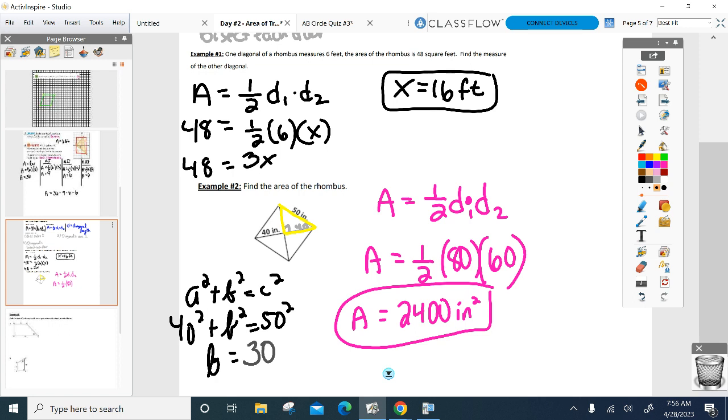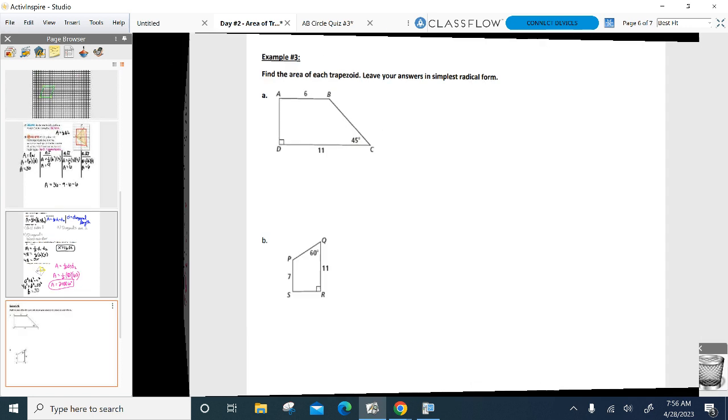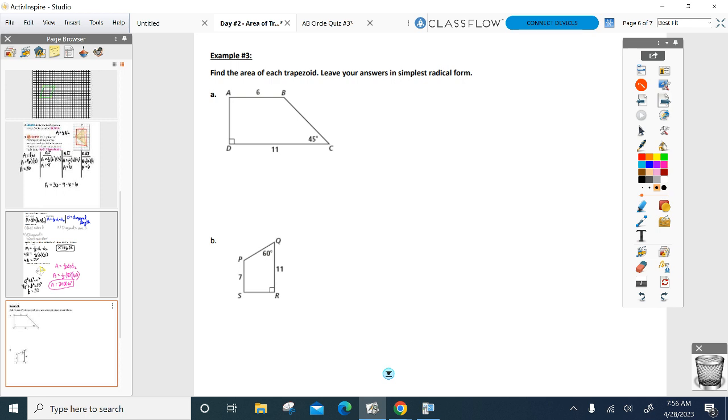Okay. Rhombus good. We can move on to a little, I think, trapezoid. Look at those directions. You guys got off easy yesterday with nearest 10th. Now we're going simplest radical form. Leave it in radical form. All right. Trapezoid, not on the formula sheet. That's my responsibility.